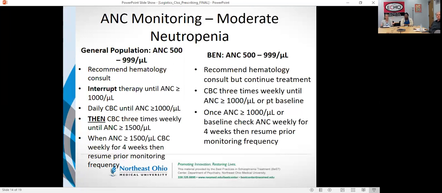So definitely interrupting therapy for patients in the general population. You can continue therapy, but you need to increase your testing requirements for patients in the BEN population, and then slowly move back with weekly checks for a month, and then they can go back to their prior monitoring frequency. So it's not that it can't be used, but we just need to be a little bit more diligent in these patients.